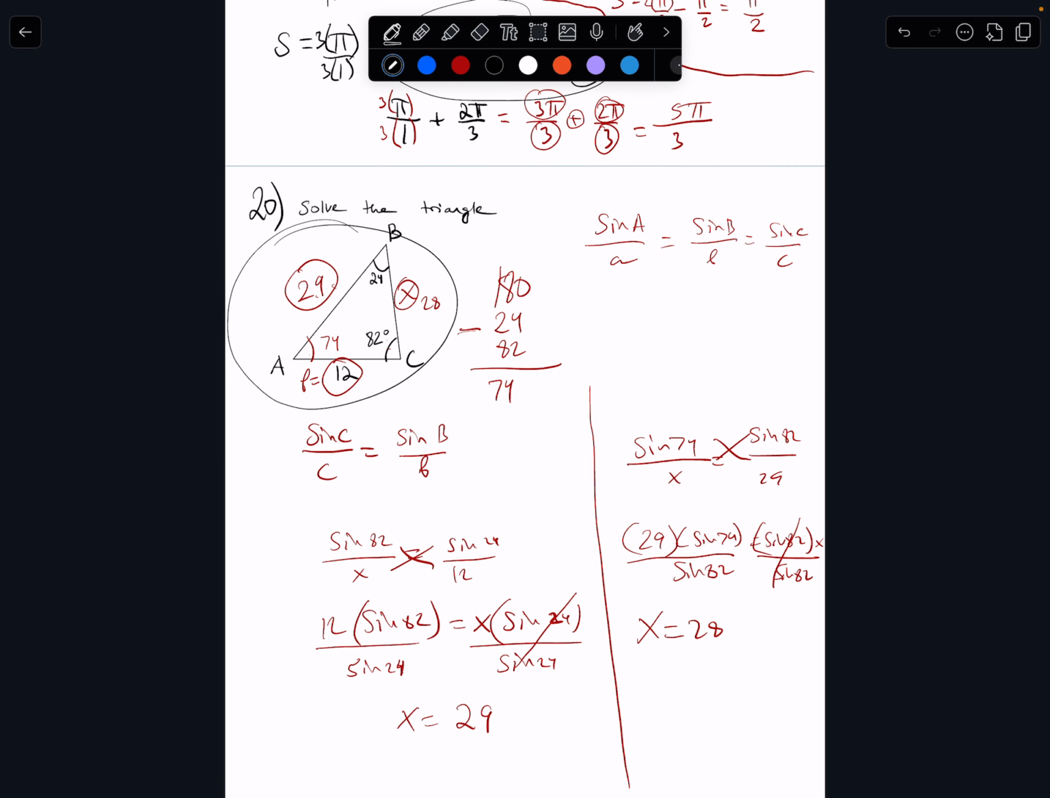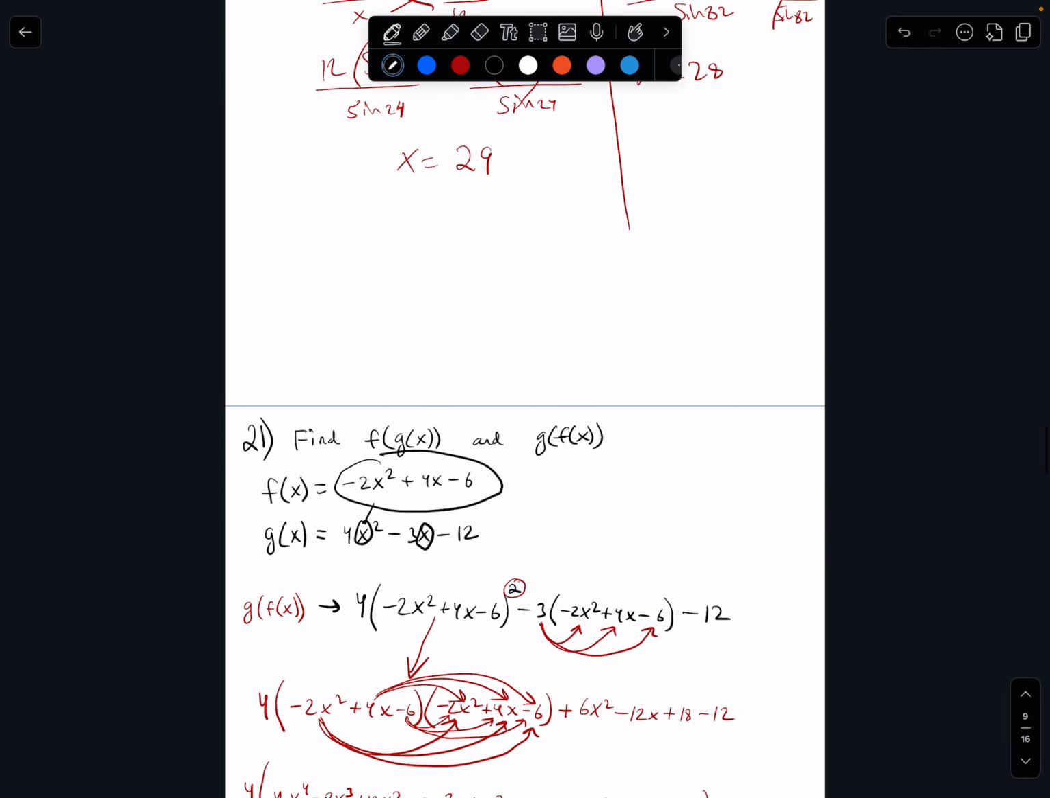I'll give you a triangle. Well, you just have to find either an angle or a side or both, and it could be a combination of either law of sine or law of cosine.